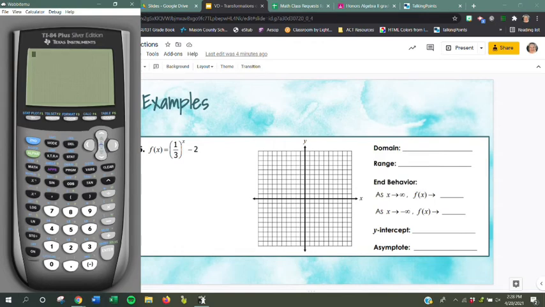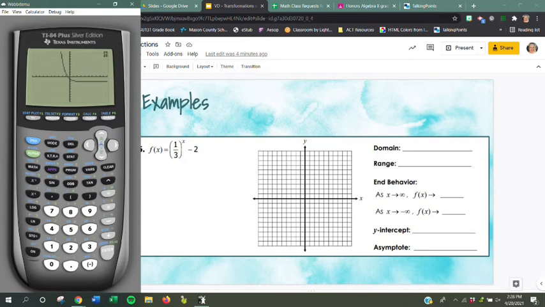All right, to graph this on our TI-84, we are going to click y equals. That's the top left gray button on your calculator. Then we are going to do 1/3 to the x power minus 2. Then we're going to click graph, which is the top right gray button, and get a rough idea of what our graph should look like.